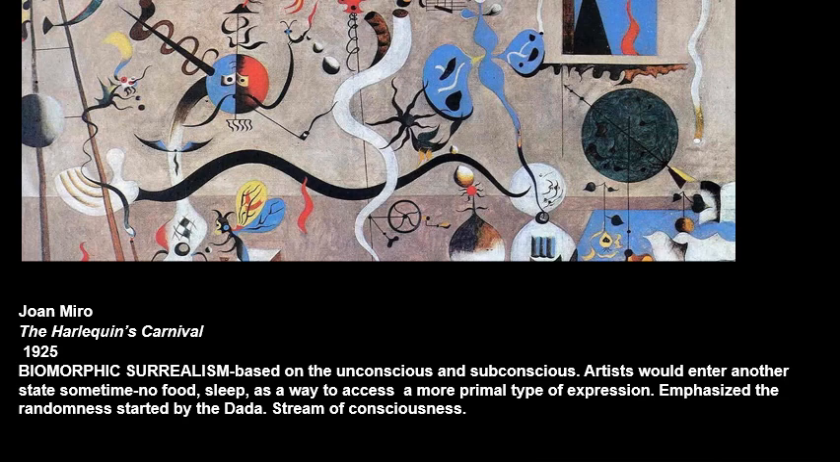The Harlequin Carnival here is an example of biomorphic surrealism. That was based on really the unconscious as well as the subconscious. Sometimes the artists would enter into a sort of trance-like state through some method, okay, to get to the very base primary means of expression. And this all came out of the idea of that randomness that the Dada were about, the absurd. And so their work has this weird stream of consciousness kind of feel about it, like they're doing automatic writing. That's what this is about too.